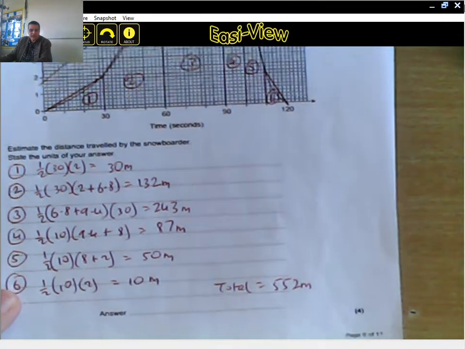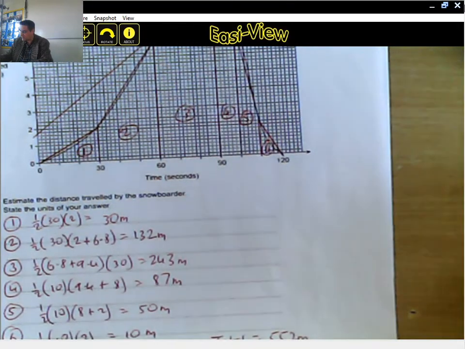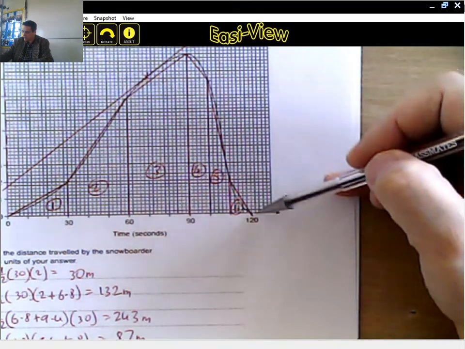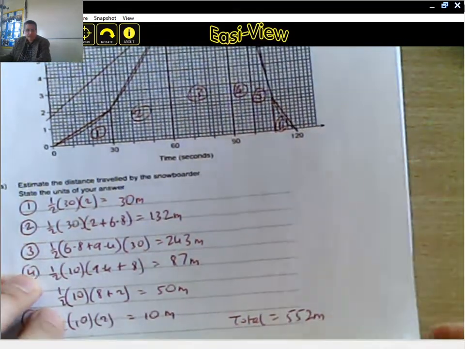Again, there's a lot of allowance for that because some people may not want to break it up into quite so many pieces. I would recommend you just pretend this is just one big triangle here. Just go 1, 2, 3, 4 blocks. Either way, you'll get an answer around about 500, yeah?